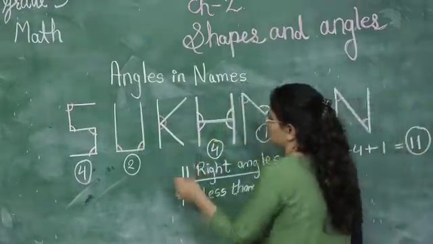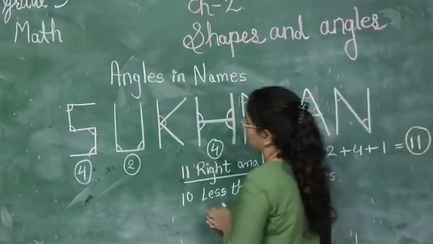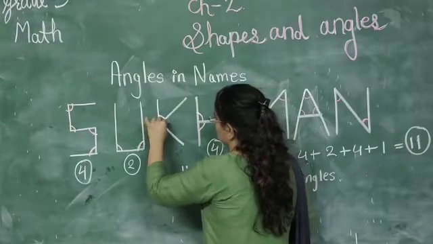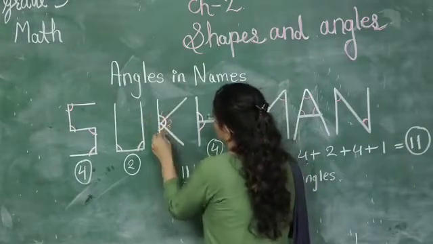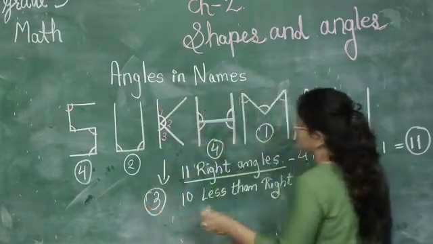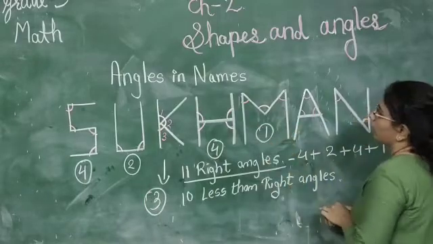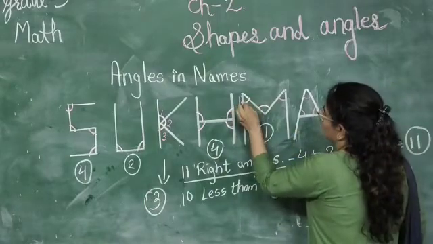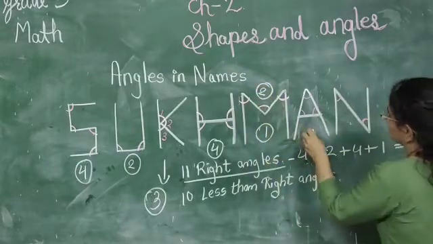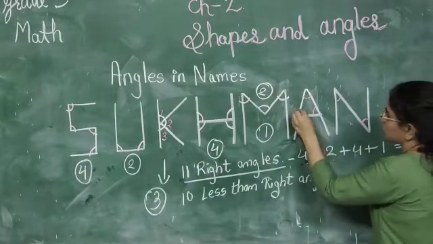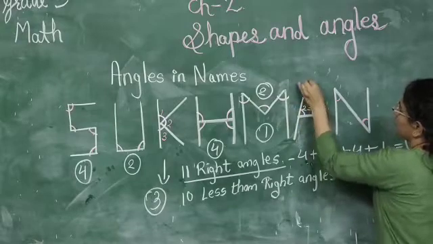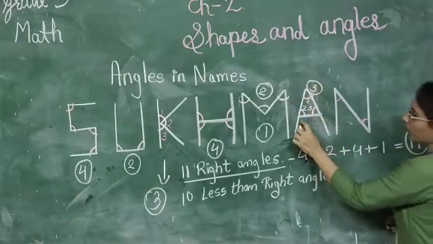Now we see the letter K. In K, let's count it. This is 1, this is 2 and this is 3. Means the K letter is making 3 angles. Coming to M, over here is a 1 and here is the 2. This is making 2 angles, and the letter A is 1, 2, 3. So it is making 3 angles, and here also we can count these angles.